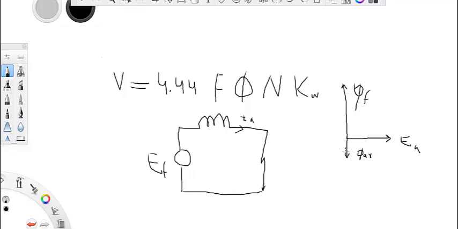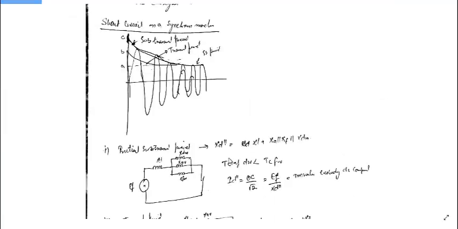So this was a very important point. Since this results in demagnetization, this flux will reduce. But our machines are constant flux machines, so it will try to make this flux somehow constant.